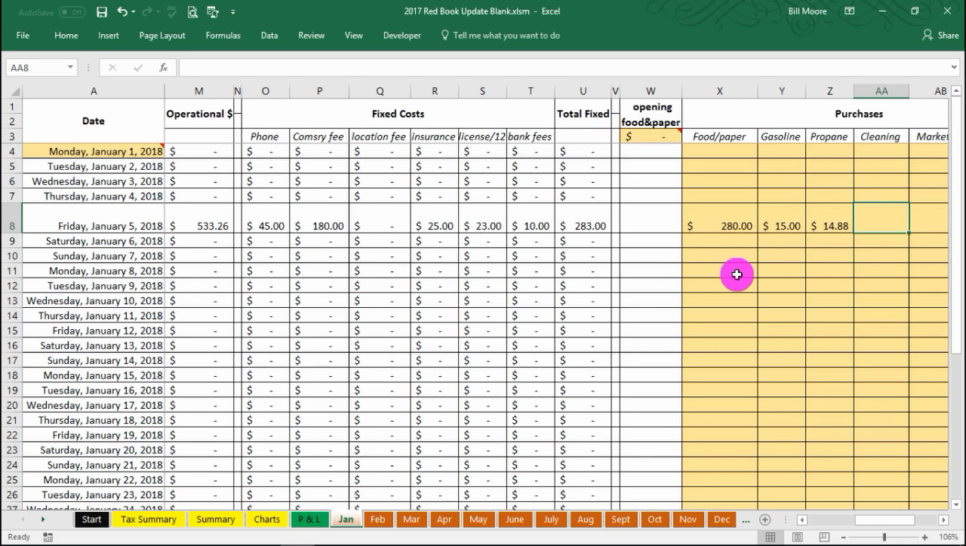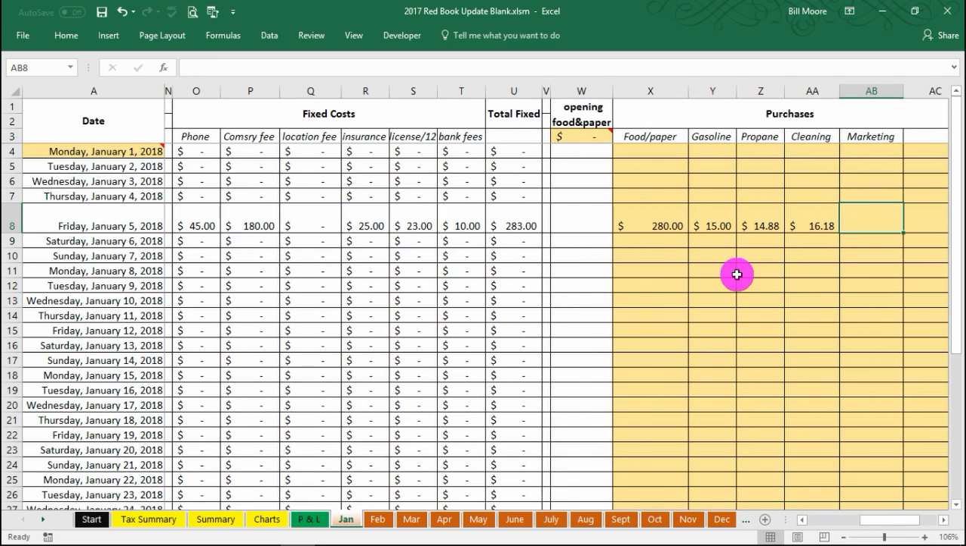And I try to buy cleaning supplies once a month. And then I have no other cleaning supplies the rest of the month. And I try to make that amount last. And since I've been doing this for such a long time, I know exactly how much stuff to buy.